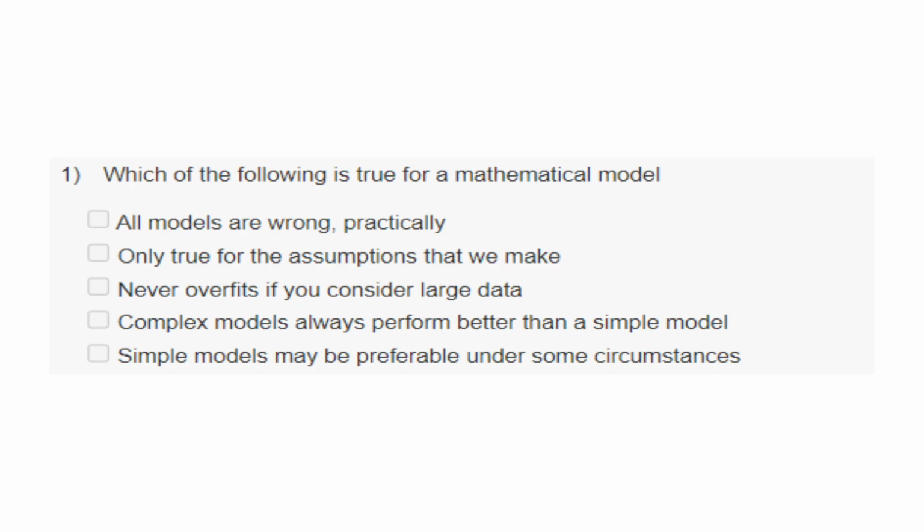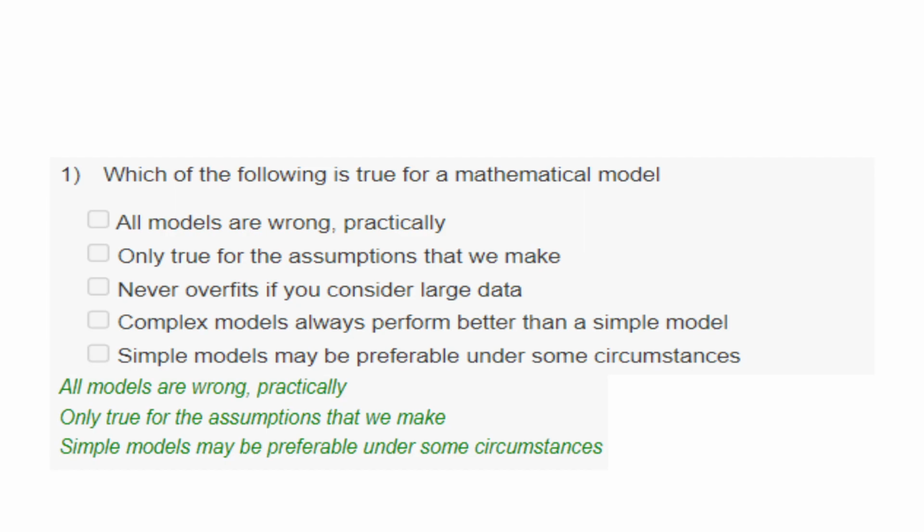So the question was, which of the following is true for a mathematical model? First option, all models are wrong practically. That is very true. Basically, it's a theoretical representation of what is happening in a system, and there are a lot of assumptions that come with it. And that is what makes the models wrong. Basically, there are no correct models. All models basically are wrong.